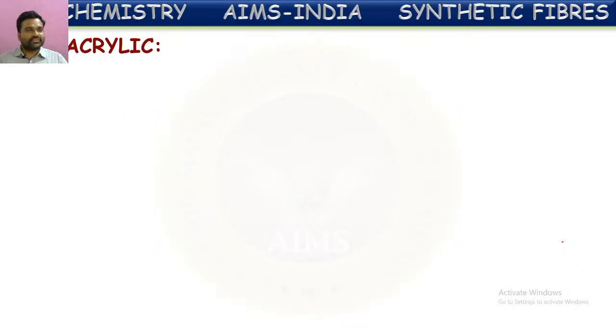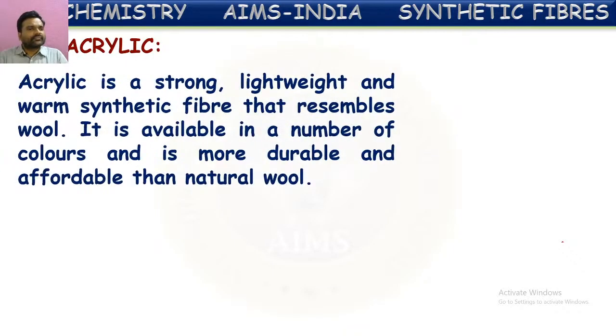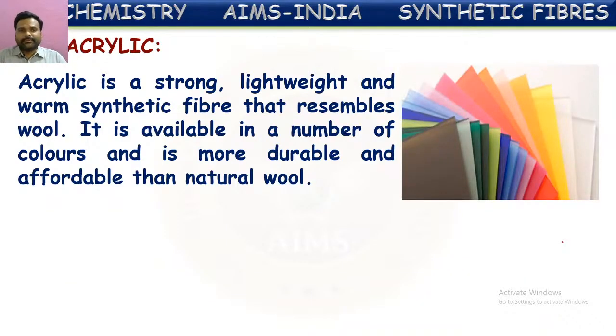Next, the synthetic fiber is acrylic. Acrylic is a strong, lightweight and warm synthetic fiber that resembles wool. It is available in a number of colors and is more durable and affordable than natural wool. So acrylic seems like wool. We know wool is prepared from the hair of certain animals like sheep, yak, and certain camels. From this hair wool is prepared.